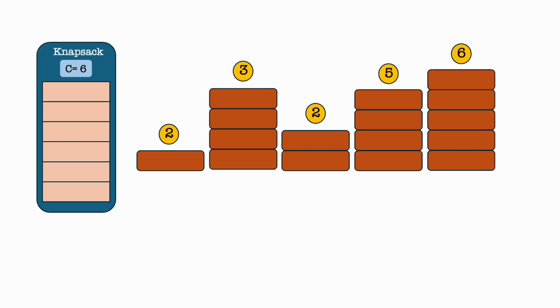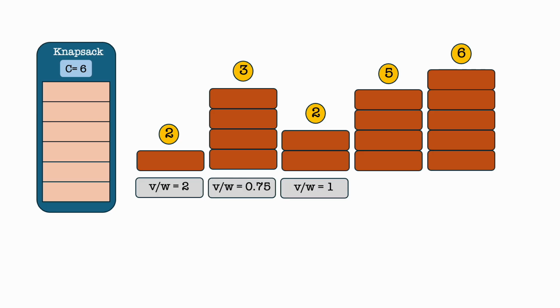In this approach, the ratio of value and weight decides the preference of items. The value of the ratio of the first item is 2. The value of the ratio of the second item is 0.75. The value of the ratio of the third item is 1. The value of the ratio of the fourth item is 1.25. The value of the ratio of the last item is 1.2.